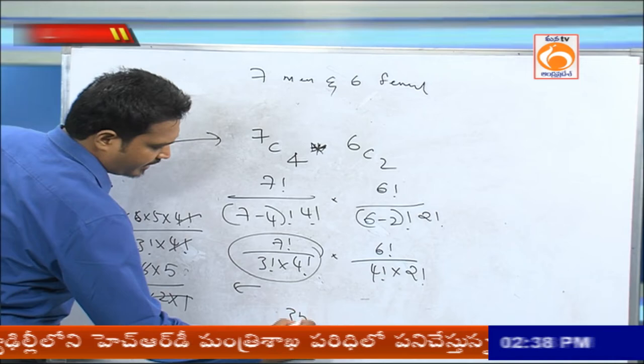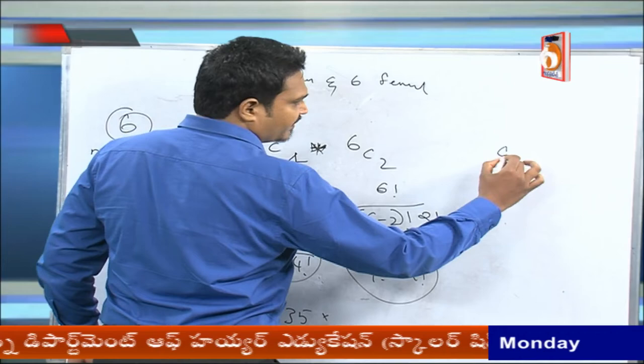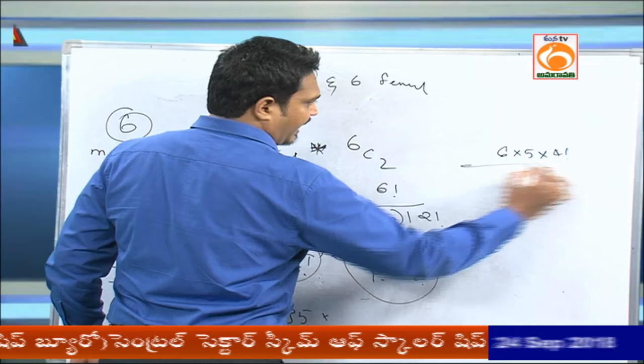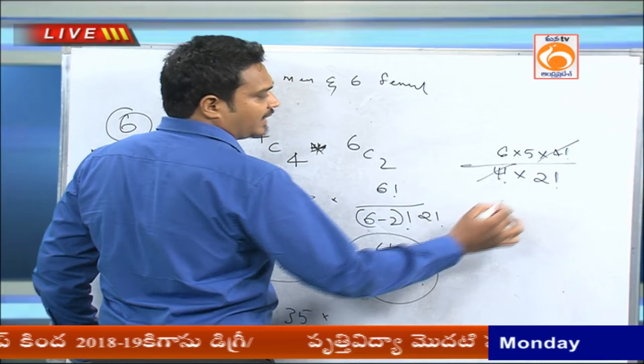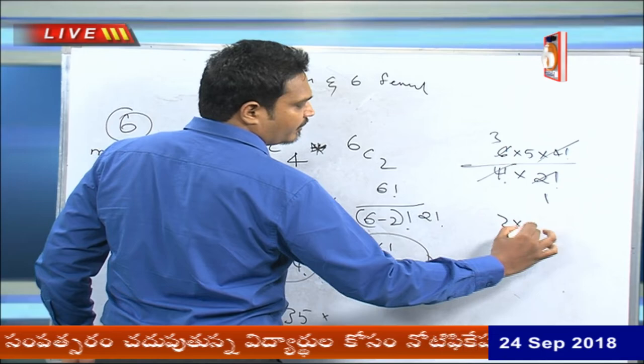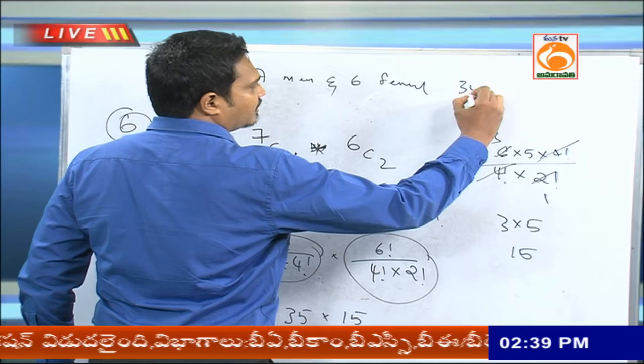Now let's solve this, which is nothing but 6 can be written as 6 × 5 × and what is this, 4 × 4 × 2. Now 4 × 4 gets cancelled, and 2 × nothing but 2 2 ones and 2 threes, which is 5. We are left with 3 × 5, which is 15. Fantastic. Now this is 15, so the final answer is going to be 35 × 15.